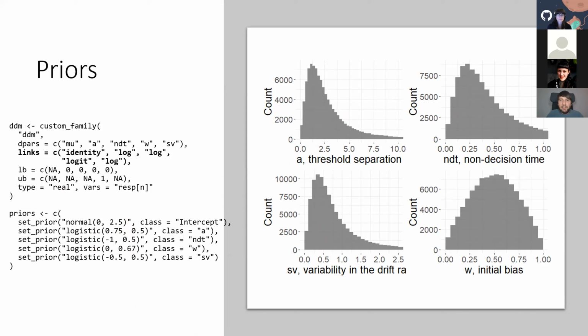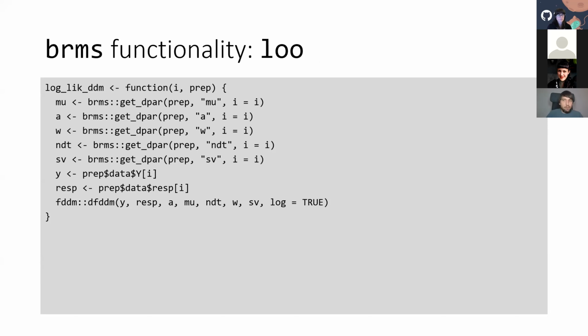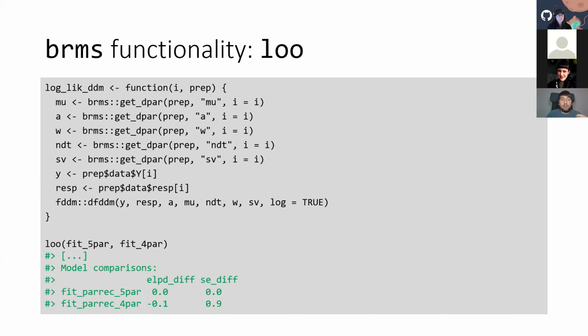Because we have implemented this as a custom family in brms, we can of course also use brms functionality. For example, we also have the log likelihood function, so we can use LOO. What you see here is that if you compare the LOO for the 5-parameter versus the 4-parameter variant, the information criteria do not provide evidence. We only estimate either 5 or 4 parameters, and we have 1,000 data points generated from the 5-parameter model. In this case, there is no evidence for the 5-parameter model. There is very, very slight evidence, but it does not exceed the standard error of the ELPD difference.